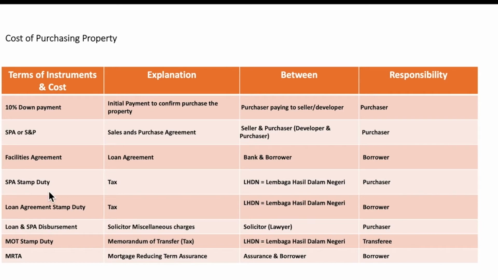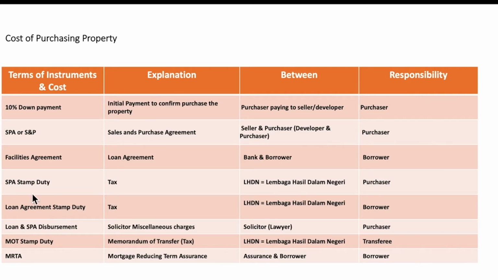But there's a small amount of documentation stamping fee. This one is 10 ringgit. So imagine the SPA you have saw 4 set. So this is how much? 40 ringgit. So this is a tax, and you have to pay to the tax department, LHDN. So it's borne by the purchaser.